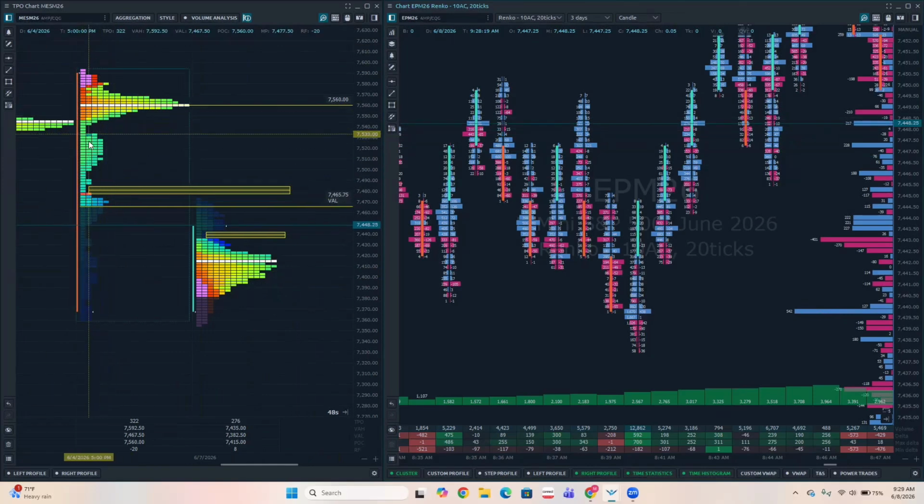This TPO chart represents the 30-minute time intervals that the market spent in a certain area. Where the market spends a lot of time, it will be longer like that, and where it spends less time, it will be shorter like that. And this is a low volume node. As you know, a low volume node acts as resistance, or if it's below us, acts as support, right?